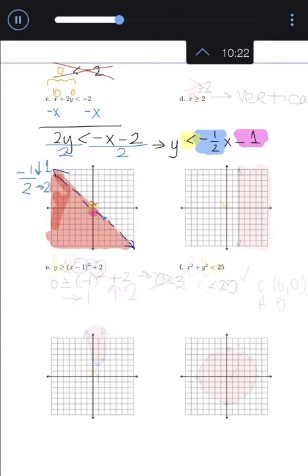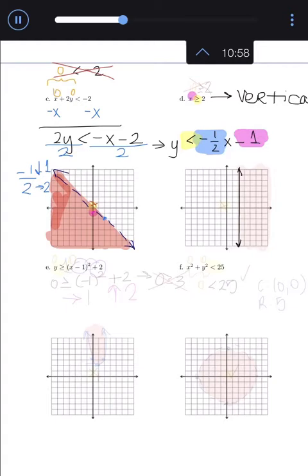Notice for the next graph, we have a much simpler graph because there is only an x in the equation. If there's only just an x or only just a y, remember we have a special type of equation. In this case, only an x means we have a vertical line. So we have a vertical line at x equals 2. Notice, because of the equal to, it's going to be a solid line. So at 2, we will have a vertical line that is solid.